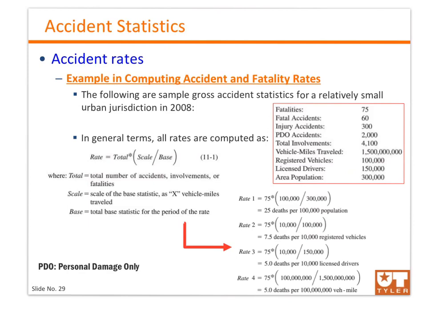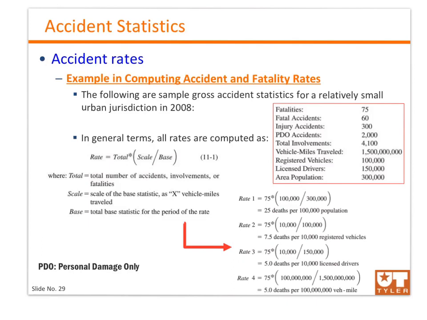So if you multiply 75 times 10,000 over 100,000, you could tell that I have 7.5 deaths per 10,000 registered vehicles. A third rate would be the ones related to the licensed drivers. So I can multiply 75 deaths times 10,000, that's the scale for the licensed drivers, over 150,000 licensed drivers in this city coming from right here. So I could tell now that based on these numbers, I can say that there are 5 deaths per 10,000 licensed drivers.